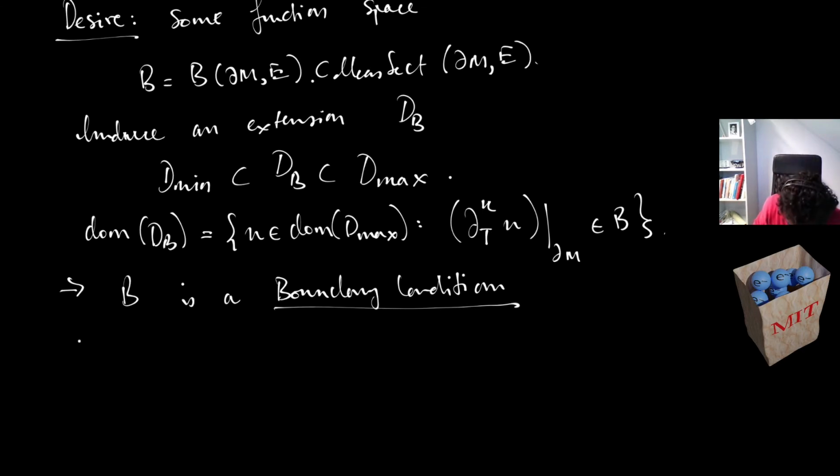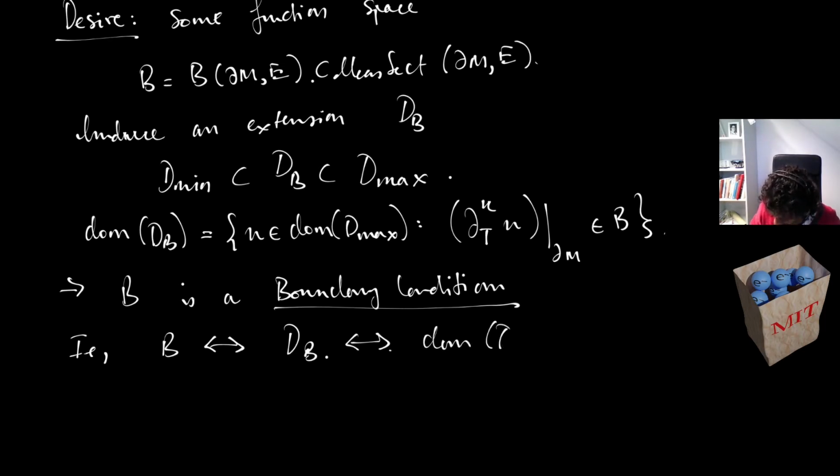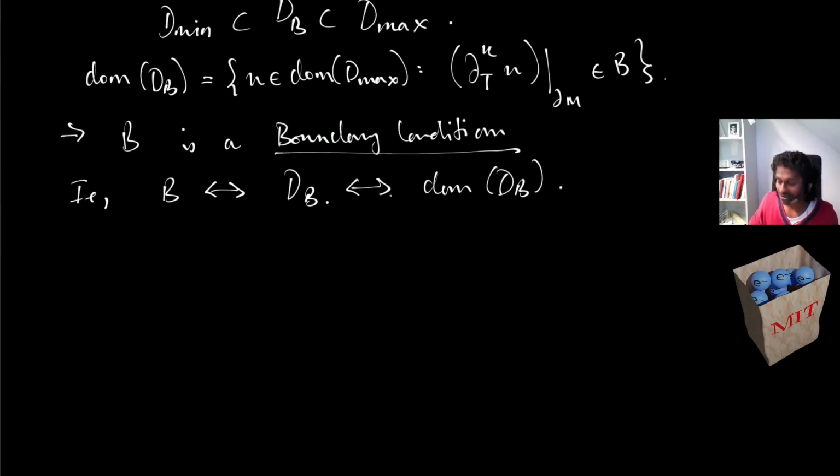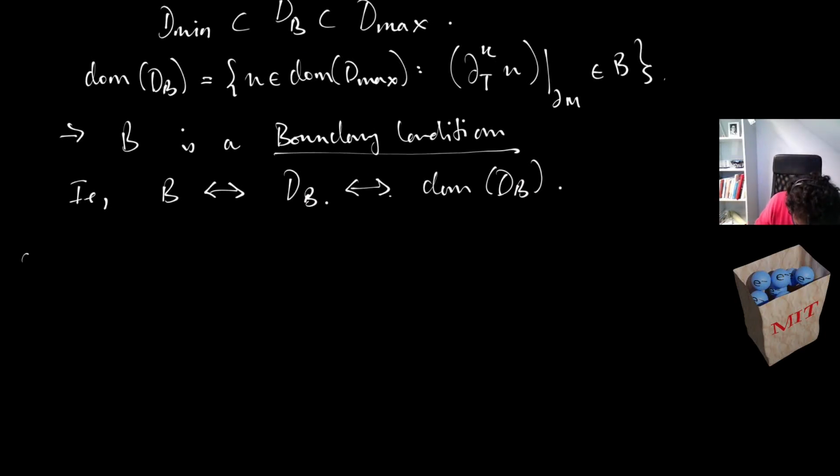Okay, so i.e. B is in correspondence with DOM DB, right? And I wanted to be able to go back and forth, right? Or I should maybe say DB, right? Which is of course just specifying a domain for this operator. So this is the boundary condition part, okay? So boundary value part. And the second part is the problem part.